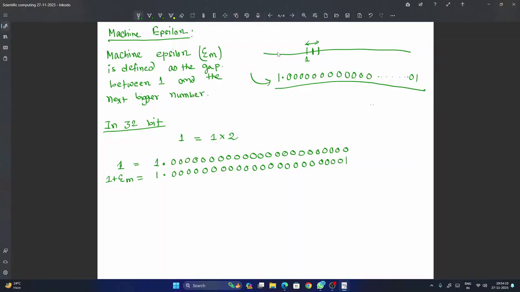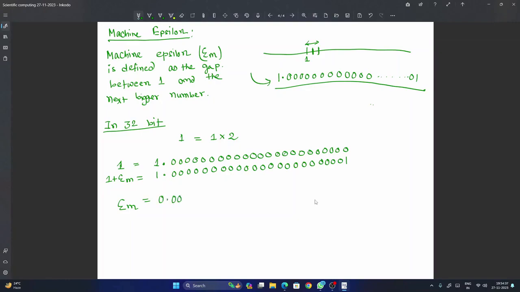Is it clear? See this, that after the 1 what is the bigger number? Is it clear or not? Yes, sir. So then what will be the difference between them? The difference will be epsilon m. That means just subtract 1 from there, and what will you get?